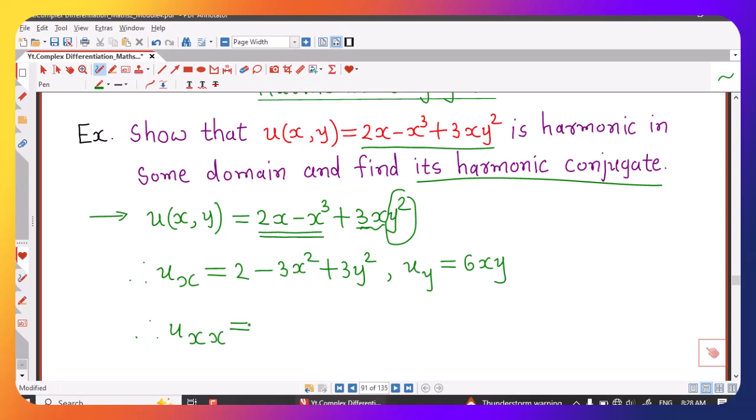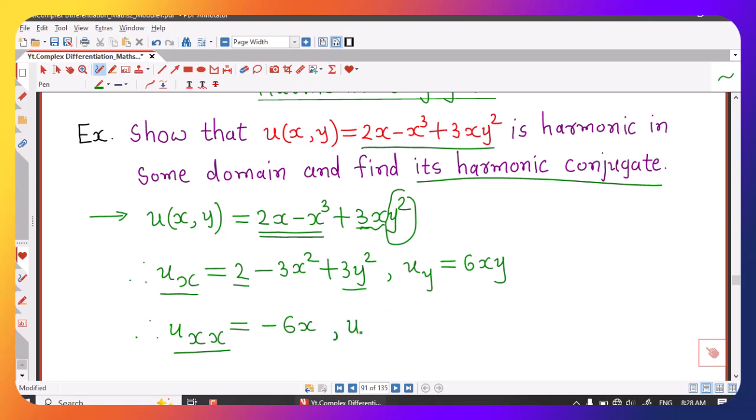And then we require second order partial derivatives. So to obtain del square u by del x square, we differentiate del u by del x with respect to x. So derivative of 2 is 0. Here we have minus 3 into 2x, that is minus 6x, and derivative of 3y square is 0 because we consider y as constant when we differentiate with respect to x.